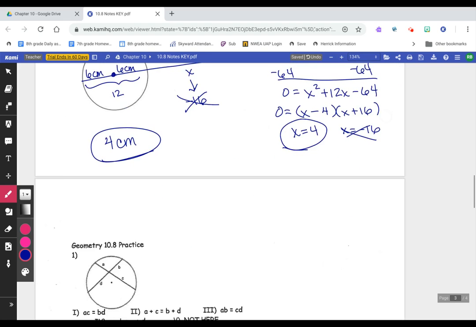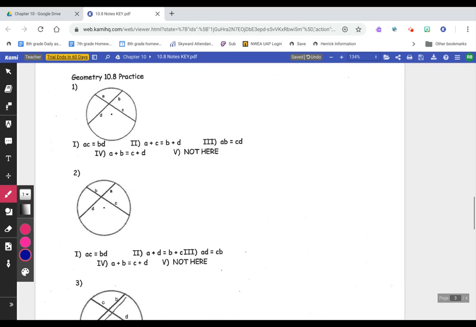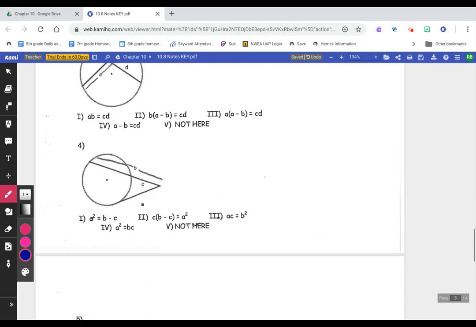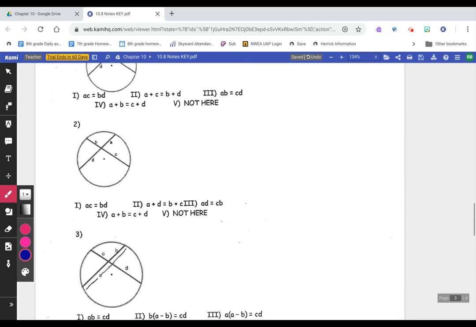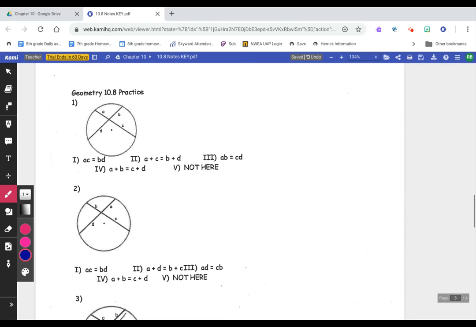Okay, for the next page, it's just talking about the theorems. So what I would like you to do is I want you to pause the video and answer this first page, unpause and check your answers. So answer 1 through 4 on your own, and then unpause it and see if you got them right.